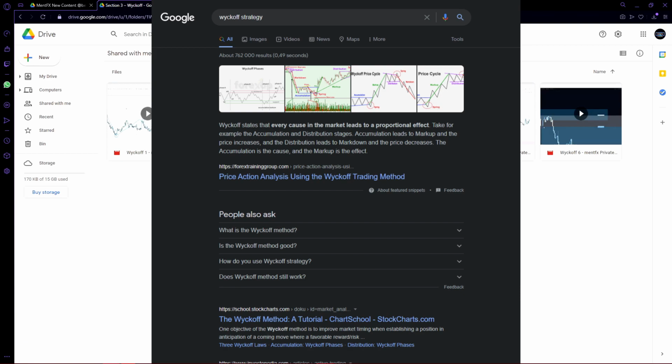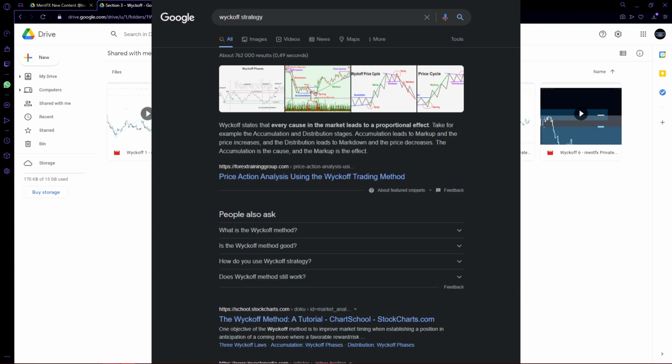Accumulation, the markup, and the distribution, and then the markdown. So accumulation would be where the market is ranging or a sideways market, and then right before your markup there would be something called the spring. The spring would either go below where the market was ranging or above where it was ranging, and then straight after that there would be a markup or a markdown.